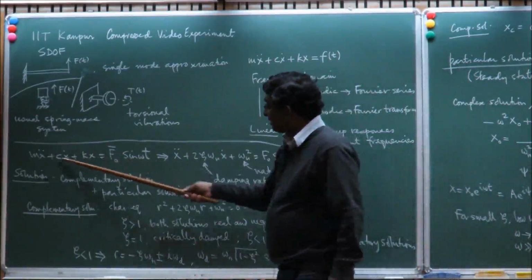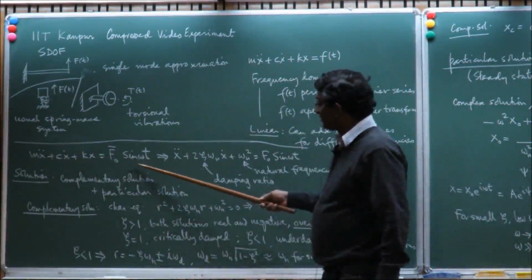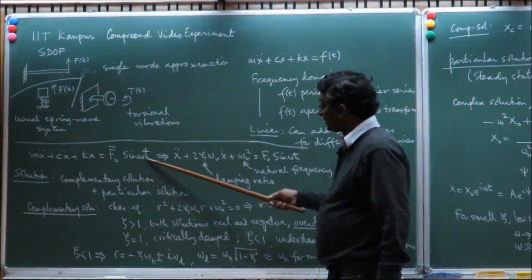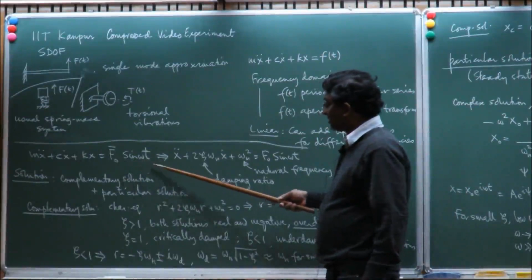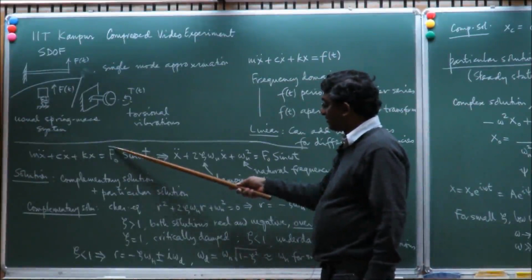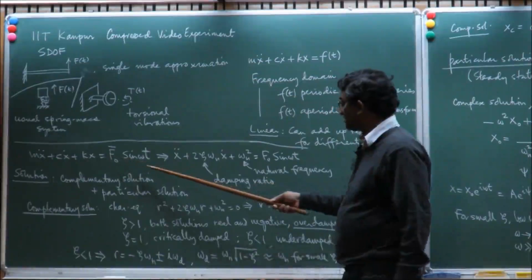So here's the equation now. In the frequency domain, we think of some forcing f0 bar sine omega t. Omega is an arbitrary frequency. We will keep changing this and see how the system behaves. The bar is for an analytical simplification, which you will see now.